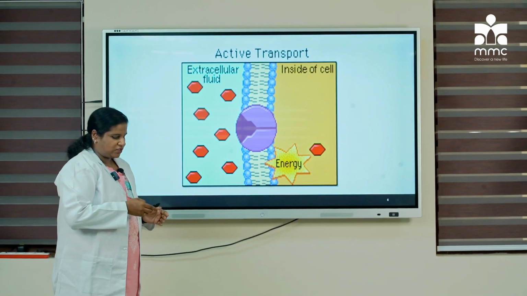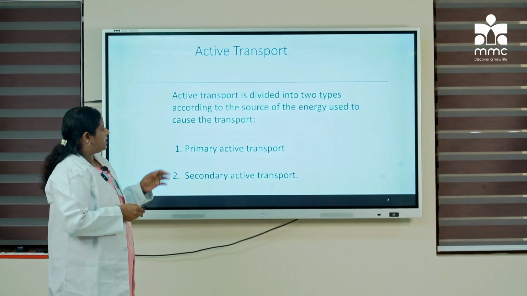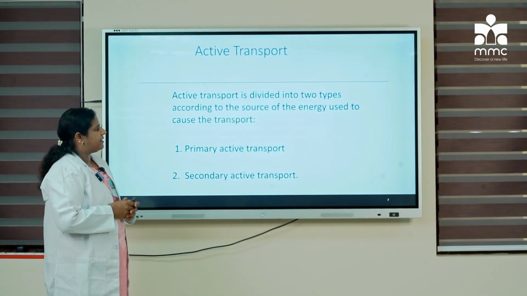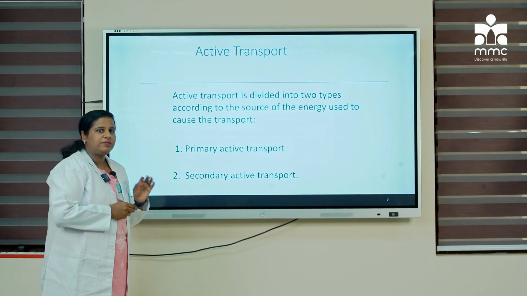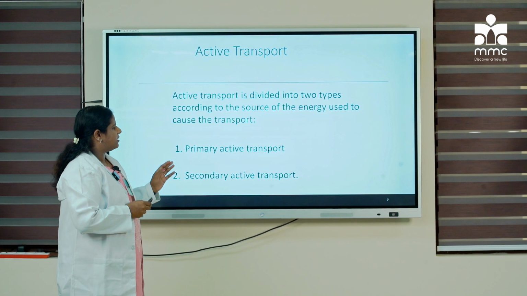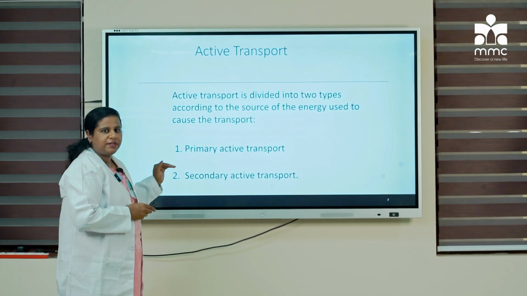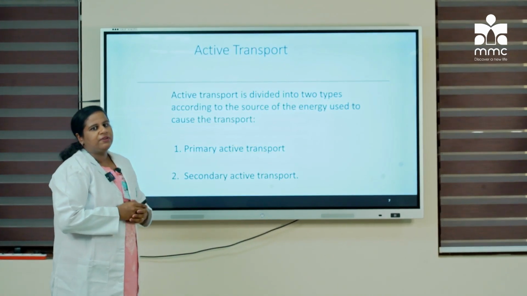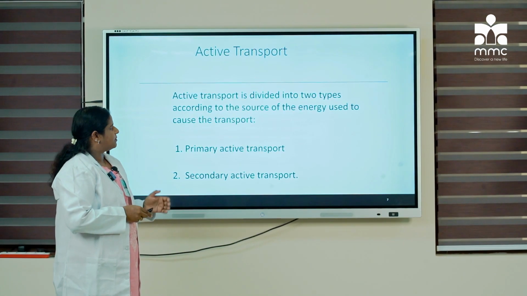to provide the energy for transport of the particular object from a region of lower concentration to a region of higher concentration. Active transport is again divided into two types depending upon the source of energy that is being utilized. We have the first one, the primary active transport, and the second one, the secondary active transport.